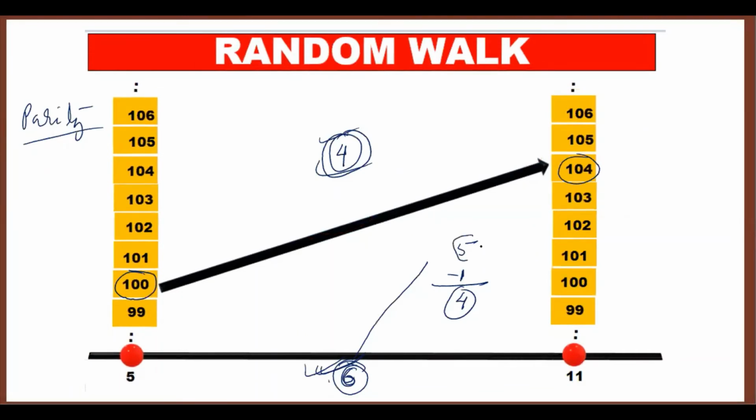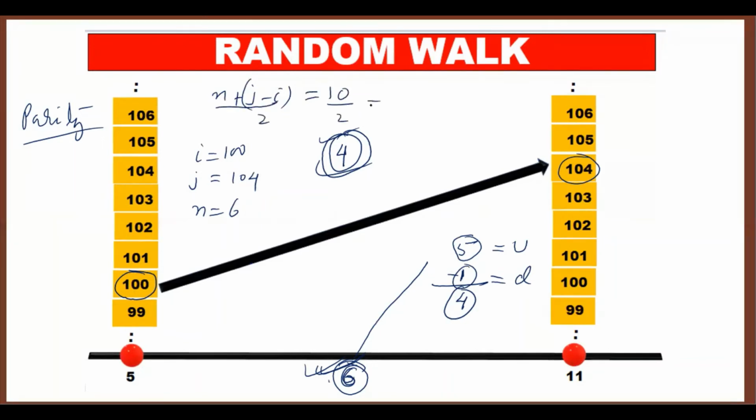Remember, I wrote here 5 up steps, 4 down steps. This is u, this is d. So up and down steps you can get using that formula. Here n is 6, i is equal to 100, j is equal to 104. So (n plus j minus i) divided by 2 is 10 divided by 2, that is 5. That's what I got for u. Similarly, (n minus (j minus i)) divided by 2 will be d.